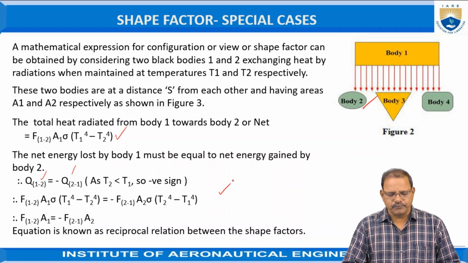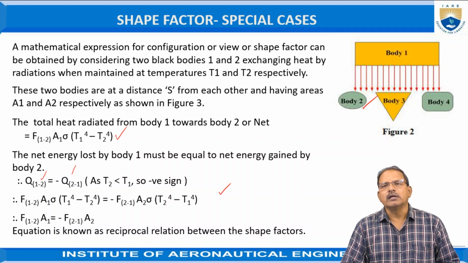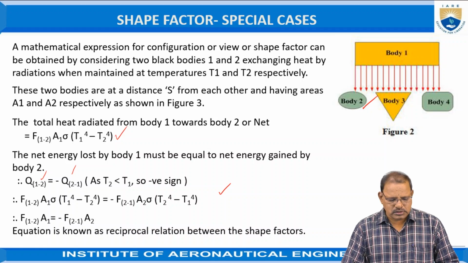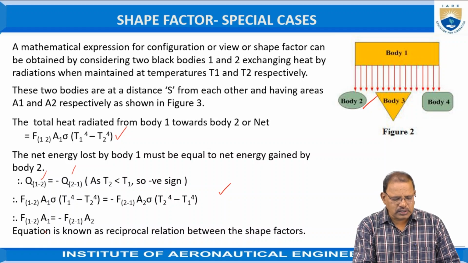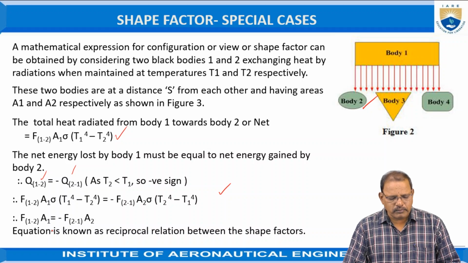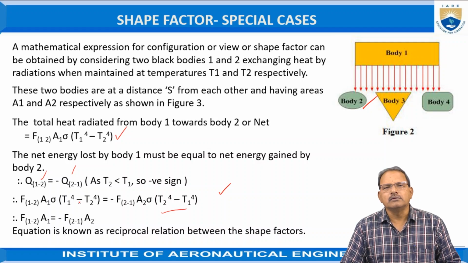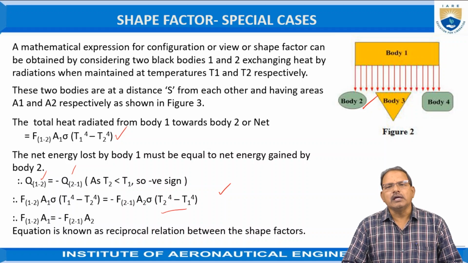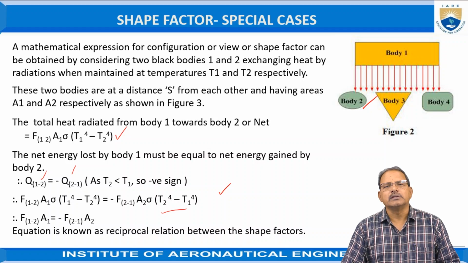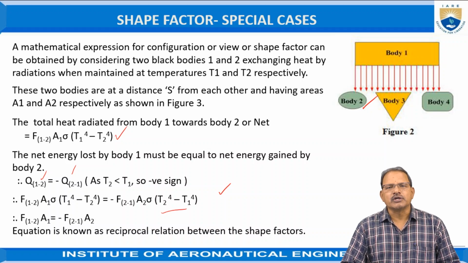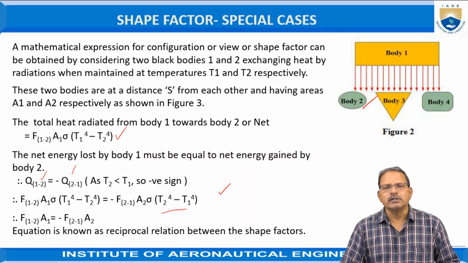Here the negative sign represents that T2 is lower than T1. So from these relations, we can say that since (T1 to the power of 4 minus T2 to the power of 4) is the same on both sides, the remaining factor is F12 into A1 is equal to F21 into A2. This equation is known as the reciprocal relationship between the shape factors, which explains the heat energy exchanged by the two bodies by the radiation process.